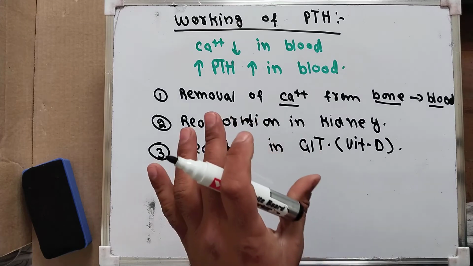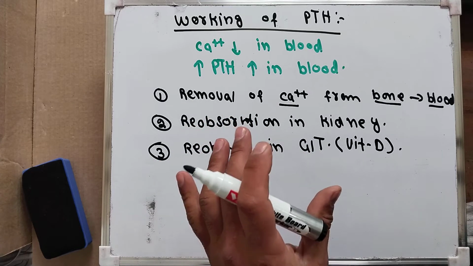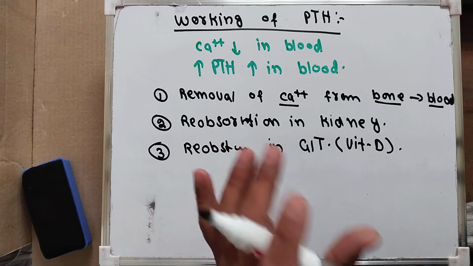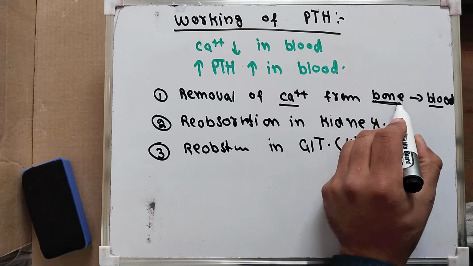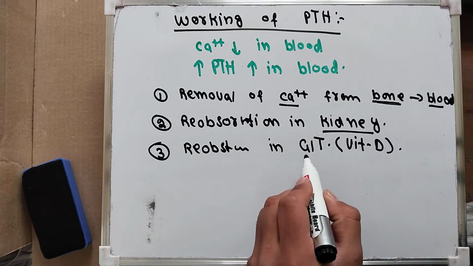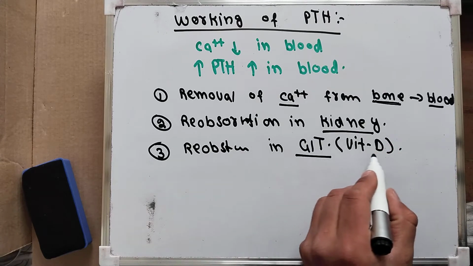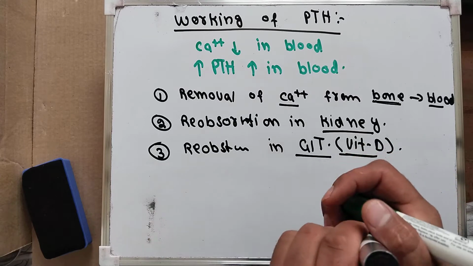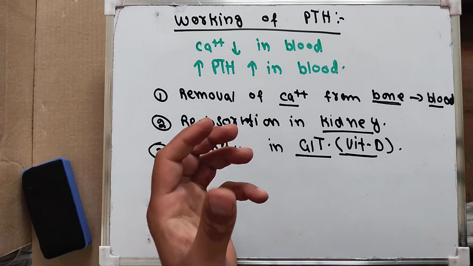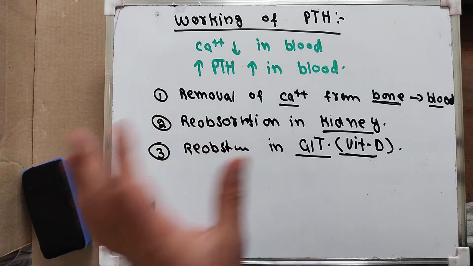Reabsorption in the GIT. So the main function of parathyroid hormone is on the 3 organs that I told about at the start of the lecture: parathyroid hormone acting on the bone, on the kidney, and PTH acting on the GIT, and this is mainly due to vitamin D. So these are the different functions of parathyroid hormone. Now we will discuss the mechanism of all these functions one by one.